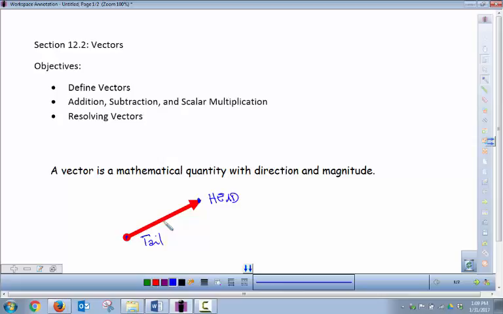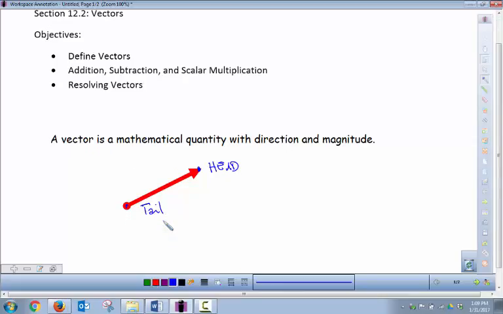Okay, so we have a head and a tail of a vector, and we could do things with these vectors. The main definition for a vector is that it's something with a direction and magnitude. So if I see another vector with a different direction and magnitude, then those two vectors will be different.